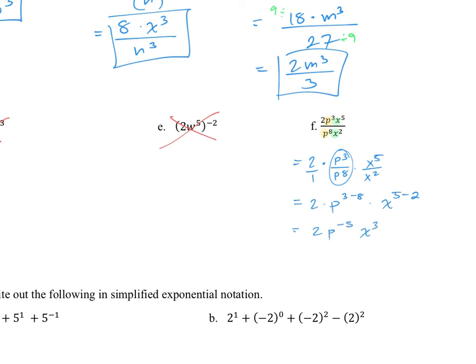Now we might be tempted to say we're done, but please notice we have a negative exponent there. We're not allowed to leave negative exponents. So we're going to go ahead and do the fish out of water for that. And we'll get 2 over 1 times 1 over p to the positive fifth times x to the third over 1. Go ahead and multiply them all together. We get 2x cubed over p to the 5 power. And we are done.